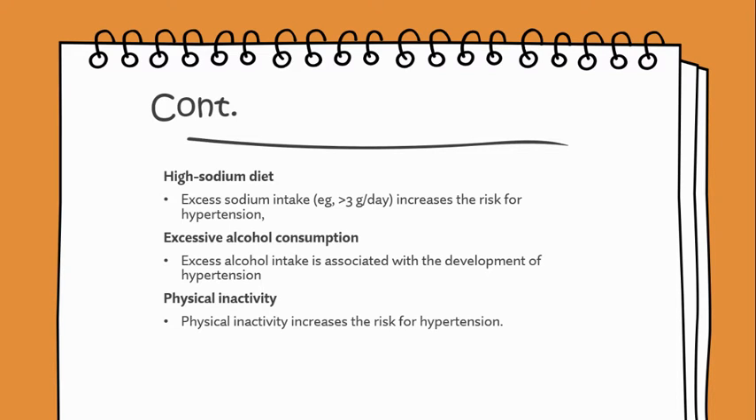High sodium diet: excess sodium intake, greater than 3 grams per day, increases the risk for hypertension. Excessive alcohol consumption: excess alcohol intake is associated with the development of hypertension. And lastly, physical inactivity: physical inactivity increases the risk for hypertension.